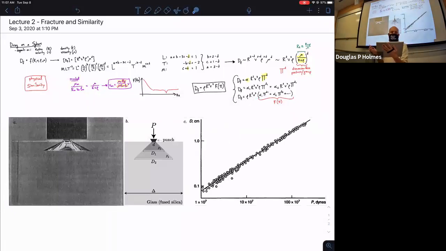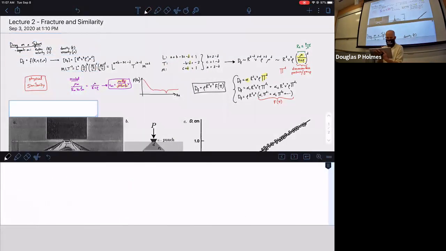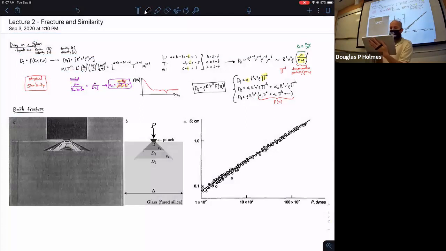Here's a problem in brittle fracture. So this is just a schematic of it. This rectangle here is a piece of glass, fused silica.